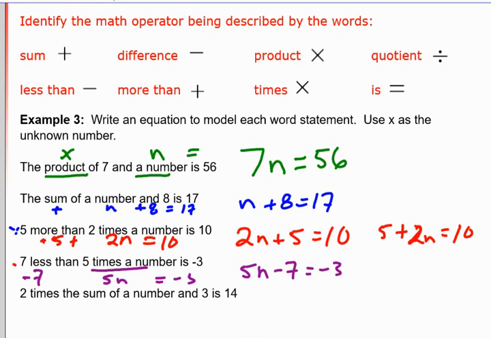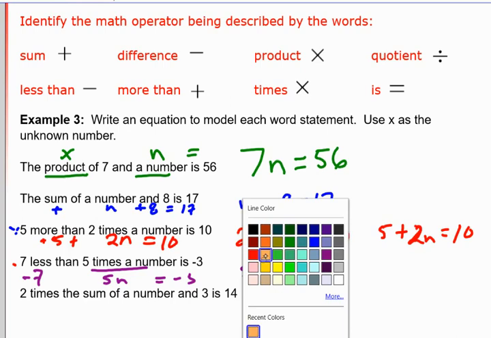Luca's got it. Okay, so 2 times the sum of a number and 3. You are so close. So one thing we have to do first, because it's 2 times this combination. So this is a little different. I'm really glad you tried it because it's a bit of a different idea. Let's get a different color here.